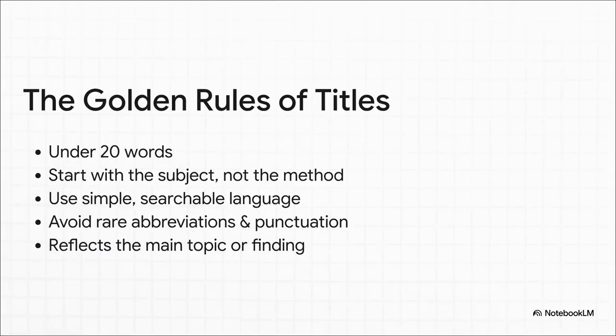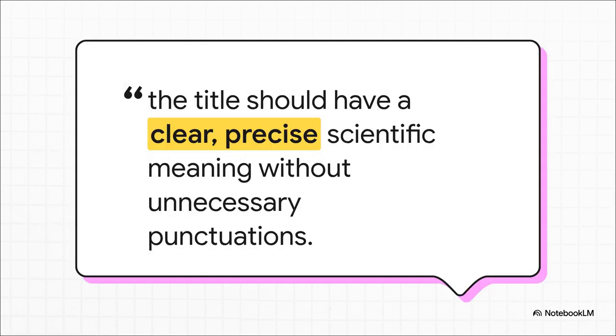So how do you write a title like that? Well, you can start by following these golden rules. Try to keep it concise, right? Under 20 words is a fantastic target. And please, start with your subject, not your method, because that's what your reader is looking for. Use simple, searchable language. And for goodness sake, ditch any weird abbreviations or punctuation that are just going to trip people up.